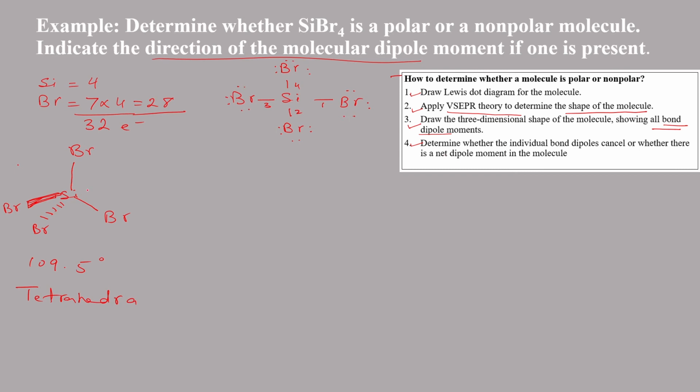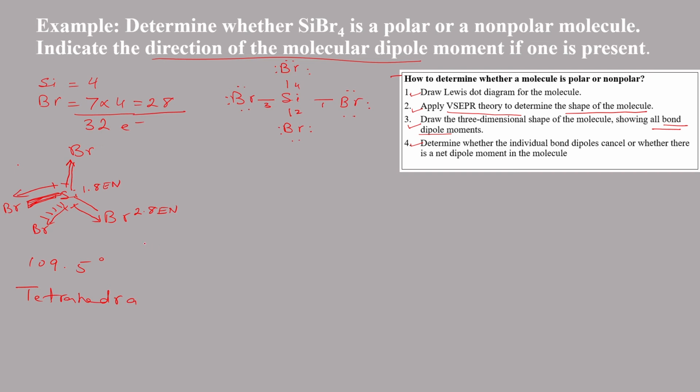So for this, let's write down the electronegativity. Silicon's electronegativity is 1.8, and bromide's electronegativity is 2.8. And the bond dipole moments go from the partial positive to the partial negative. So silicon will be partial positive as its electronegativity is less. So our bond dipoles are going towards the bromide. We have 4 bond dipoles. So here we have all 4 bond dipole moments.